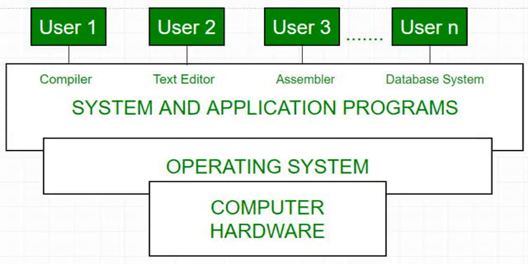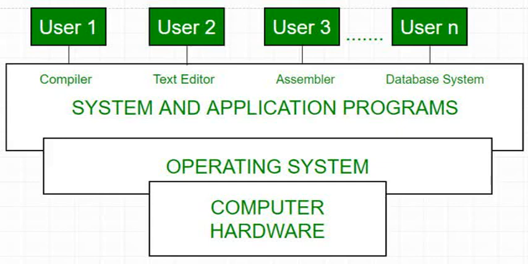An operating system is system software that manages computer hardware, software resources, and provides common services for computer programs. Time-sharing operating systems schedule tasks for efficient use of the system and may also include accounting software for cost allocation of processor time, mass storage, printing, and other resources.